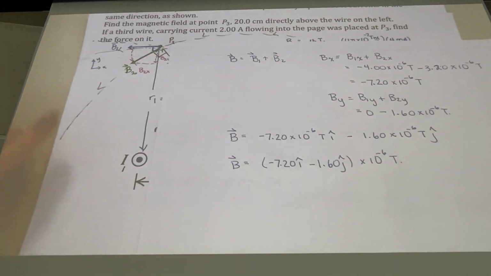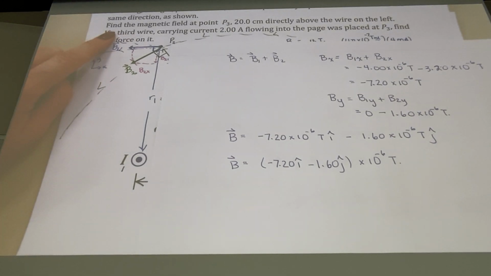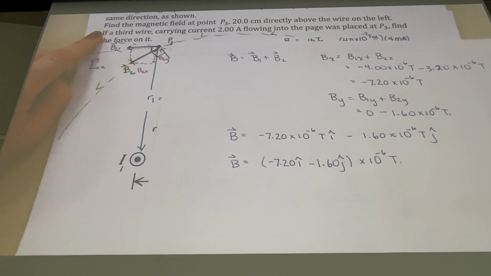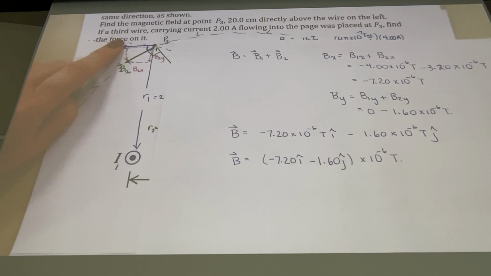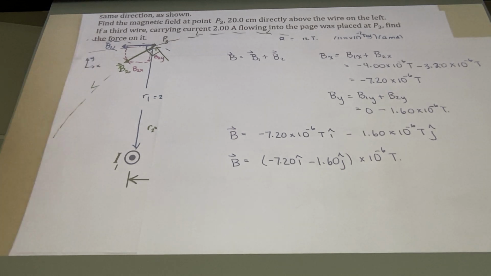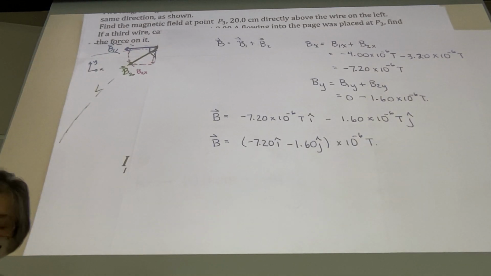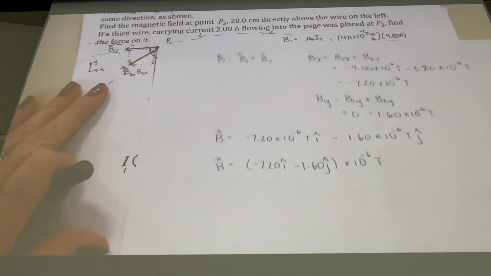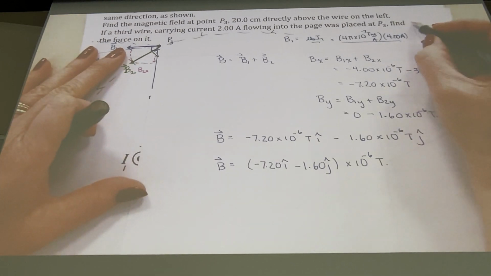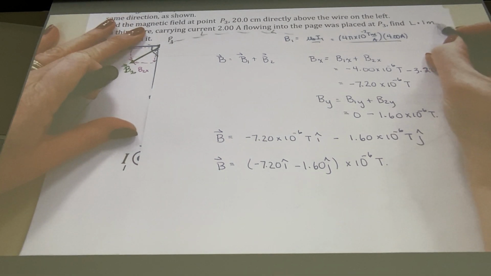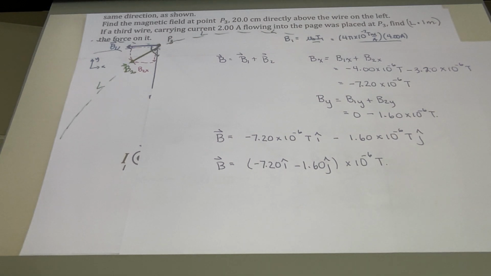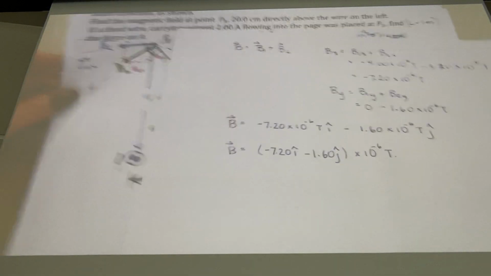So the third part of our question now: if a third wire carrying current of 2 amps flowing into the page is placed at our point P3, find the net force on it. So to find that, we're going to remember that magnetic force is I L cross B. We're going to pretend that I remembered to put in that the length was 1 meter. And we'll go ahead and find the magnetic force.